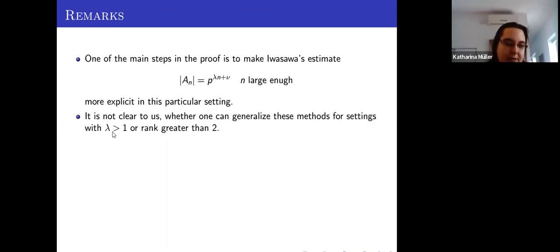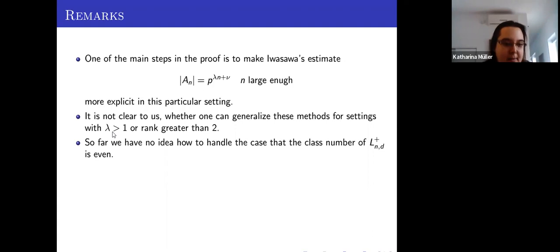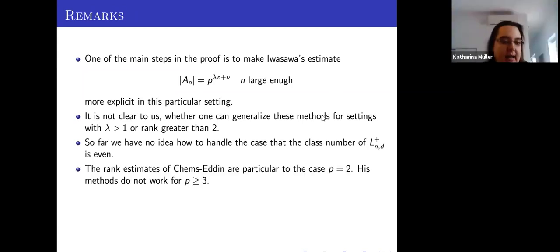So we are not sure how to handle this case. We also have to somehow control the co-kernel, and these are very abstract, and I have no idea how to say anything about them. So far, we also have no idea how to handle the case when the class number of our real subfields is even. And if I understand it correctly, the rank estimates Shamsuddin gave are very particular for the case p equal to 2. So the precise methods do not work for p bigger or equal to 3.